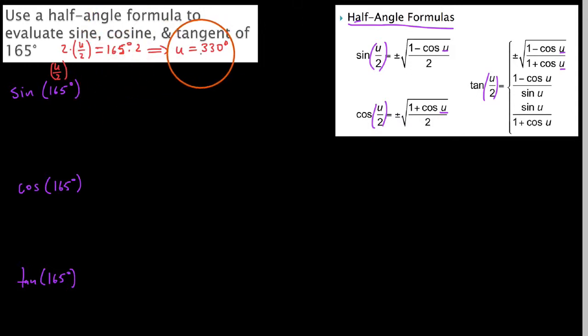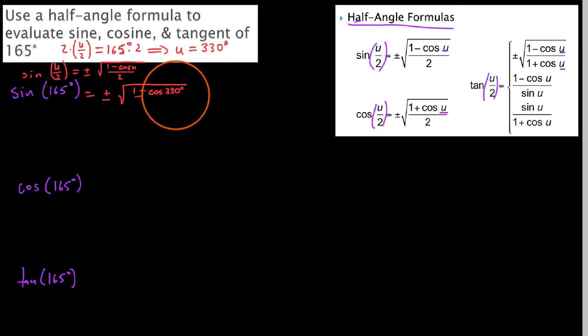So since our u is 330 degrees, we're going to take this expression, which, by the way, is sine of u halves, equal to plus or minus the square root of 1 minus the cosine of a single u, all over 2. So now, when exploring this, our u in this case is 330 degrees because this is technically u halves. So we're going to rewrite this as plus or minus the square root of 1 minus the cosine of 330 degrees, all over 2.